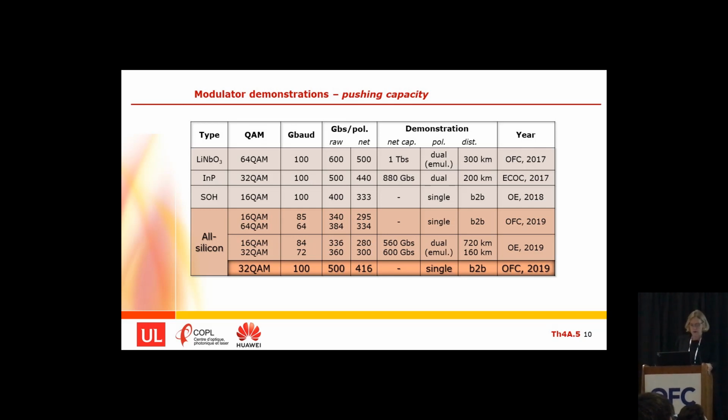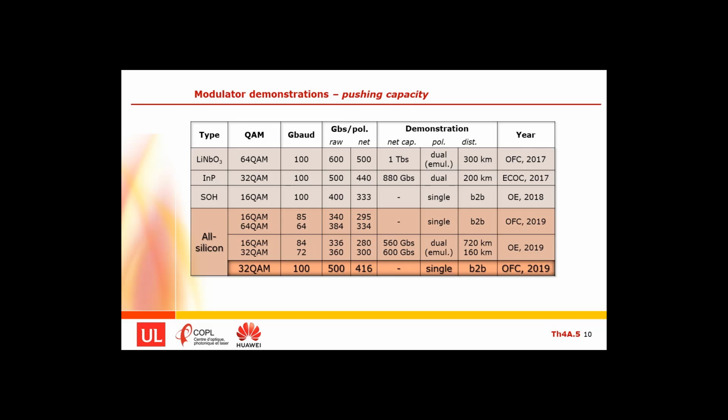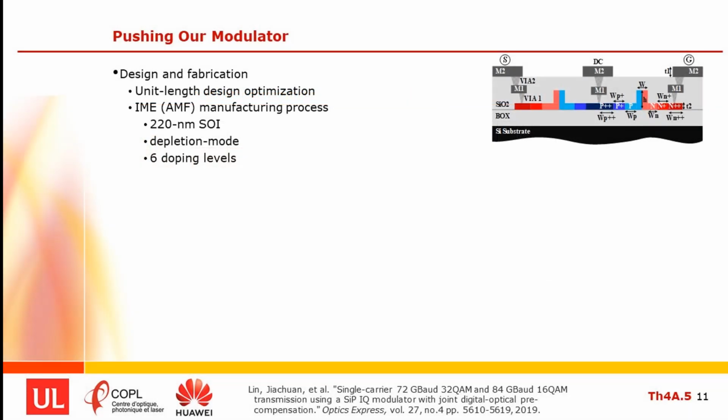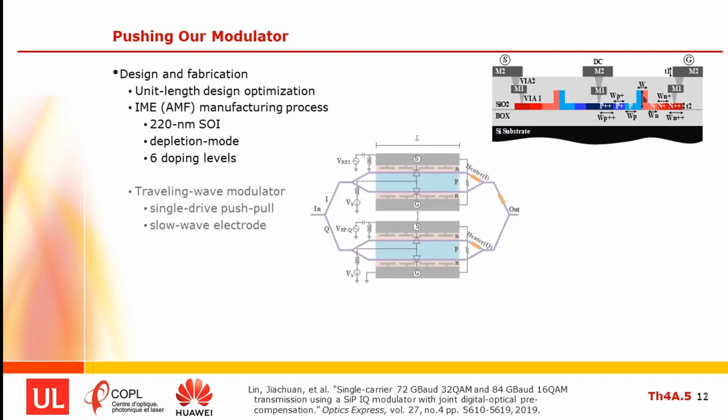The modulator that we use is described in our Optics Express article if you are interested in more information. It's a unit-length design with optimization. We use the IME AMF manufacturing process. The traveling wave modulator used in these results is a single drive push-pull with slow wave electrode.